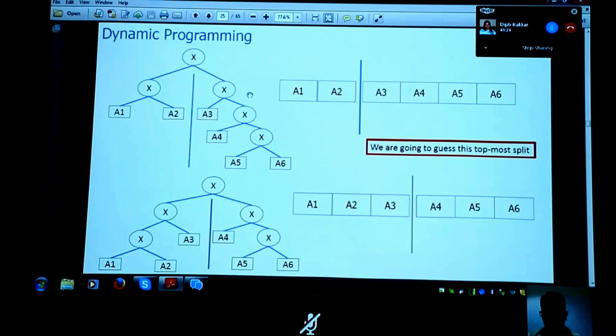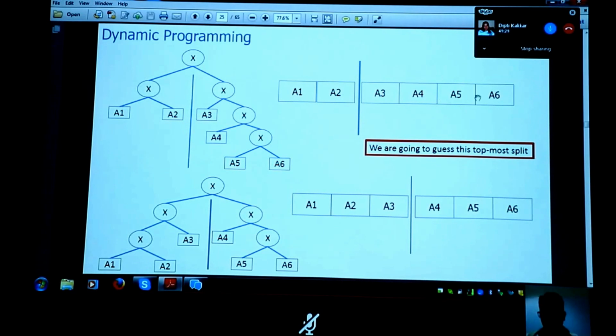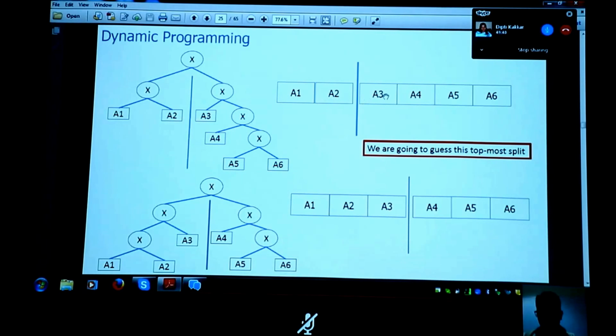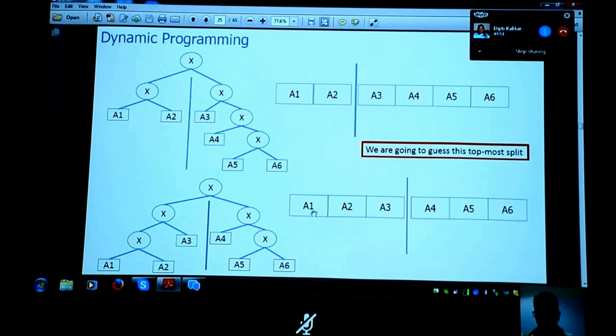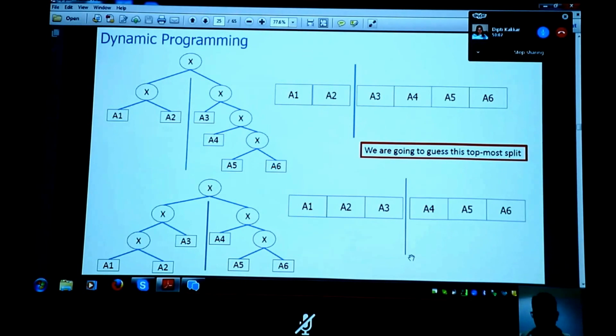Because once we know what this split is, that will correspond to a split here. Do the A1, A2 somehow, this A3, A4, A5, A6 somehow, I really don't know. We really don't care at this point how this subtree is solved. But once you get the top split, you can recursively solve it. Recursively do the A1, A2. So for example, if this were the optimal tree, then the top split is this. Do the A1, A2, A3 somehow, A4, A5, A6 somehow, and stitch them together later. So this top split, that's the important thing.